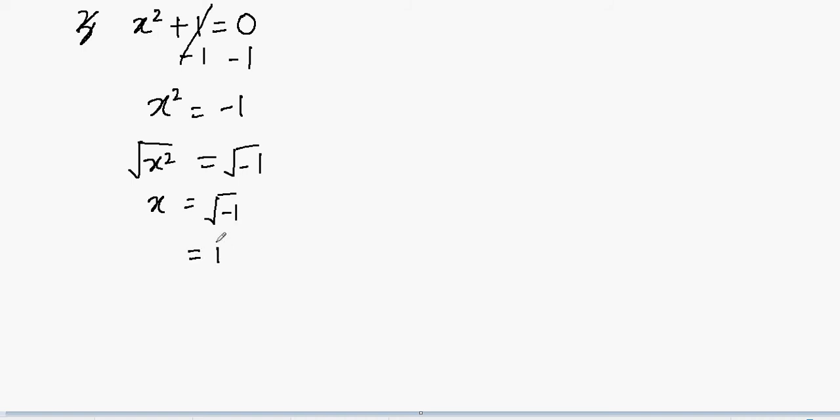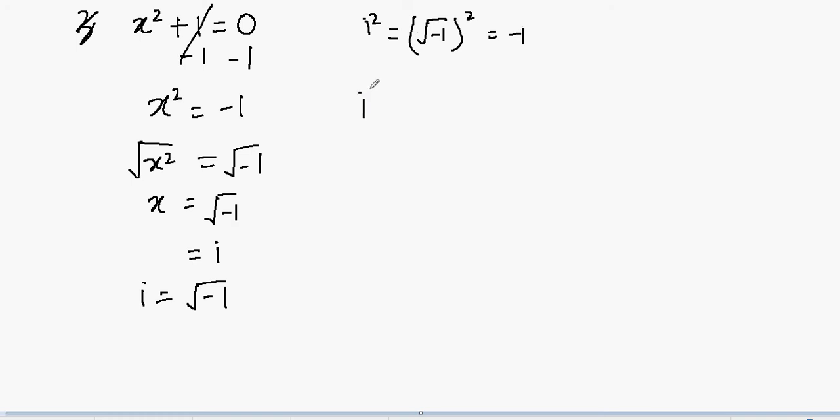So this is i. i stands for the imaginary number. So the value of i is equal to the square root of -1. Now, what is the value of i squared? What could be the value of i squared? i squared will be just the square root of -1 whole squared, which is equal to -1.